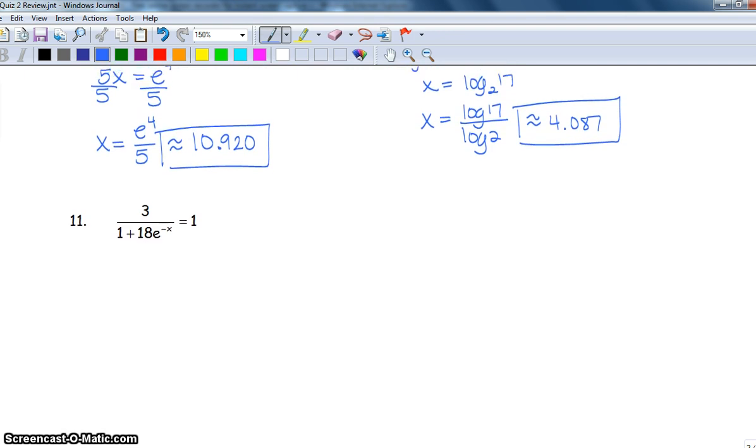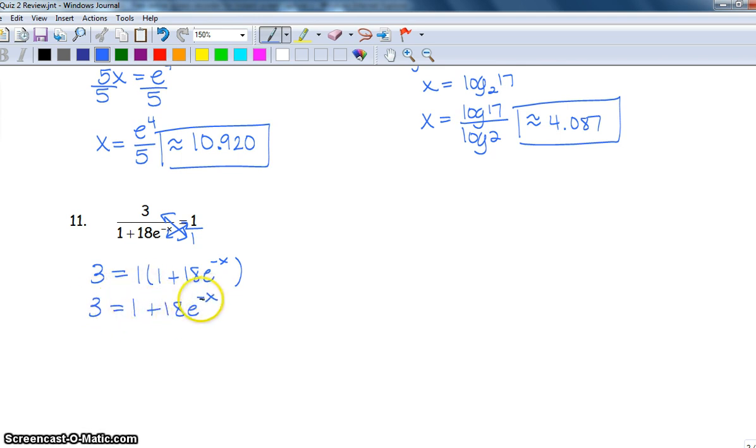Last problem for our review for our quiz. This is solving our logistic growth. And remember, we're going to cross multiply. So we've got 3 is equal to 1 times 1 plus 18 e to the negative x power. 3 times 1. Nice thing is when you're multiplying by 1, it doesn't change anything.